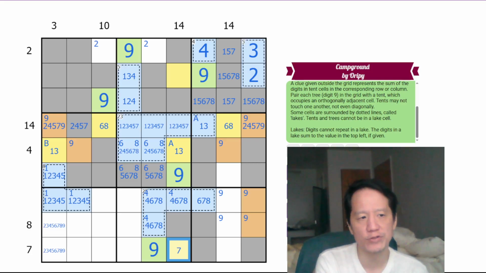Can it be 1 or 3? No, because then this would add up to 4 for these 2 cells. So you'd have a 4, and then this would be 10, which is not possible. You can't have a 2 for the same reason. So this could be 4, 5, 6, or 7.